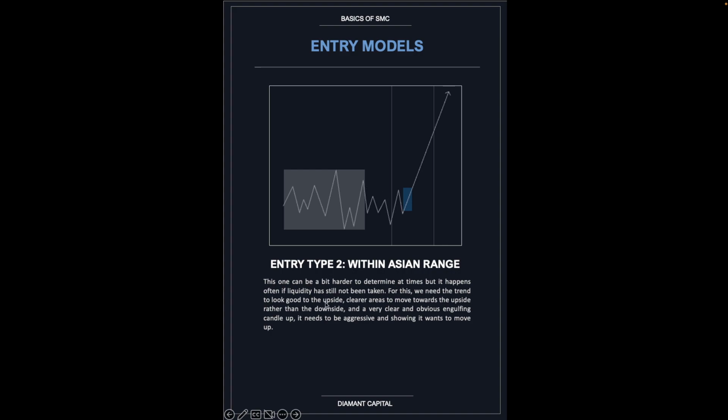For this, we do need the trend to look as good as possible. Obviously in this example, we want it to look good to the upside, clearer areas to move towards to the upside rather than the downside, and a very clear and obvious engulfing candle up. It needs to be aggressive and shown it wants to move upwards. So you can kind of get the gist of this. We want to push upwards. All we need now is just an engulfed candle up, and then obviously our bias, of course, has to be to move to some kind of imbalance on the high time frame.